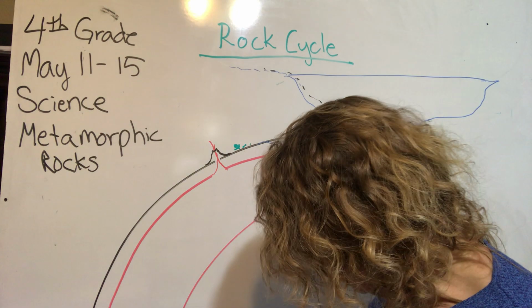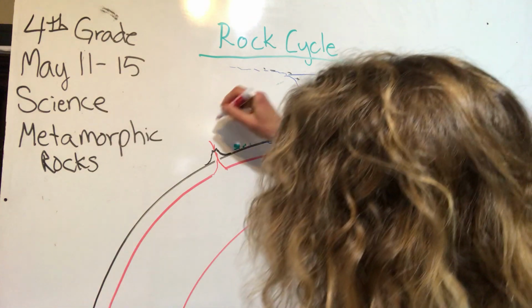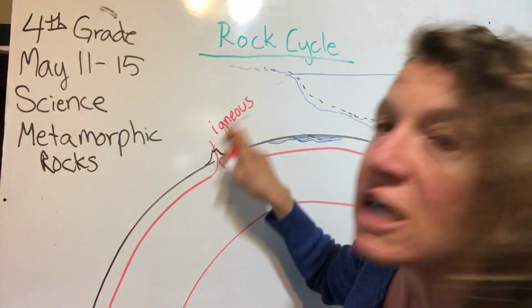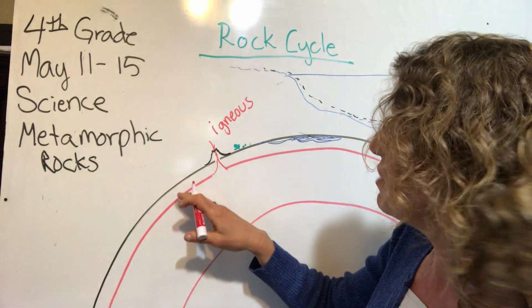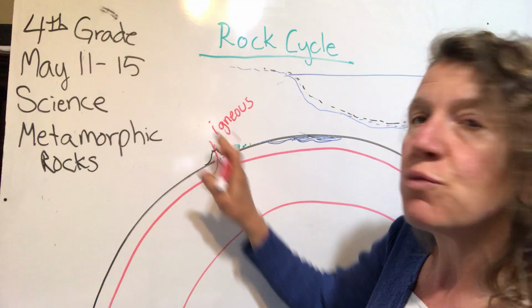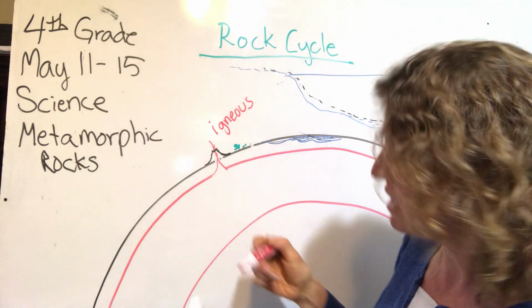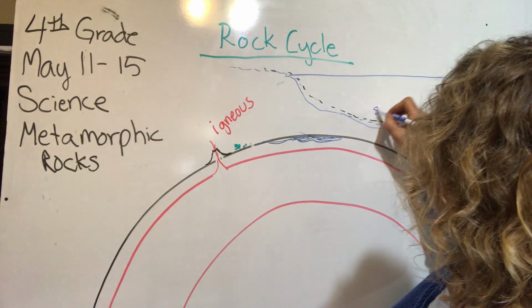So that's how we get our three different types of rock. We've got igneous rock, rocks from fire, either intrusive that become rock underneath the Earth's surface, or extrusive when lava comes out of a volcano and it hardens into a rock. We have igneous rock. We have sedimentary rock.